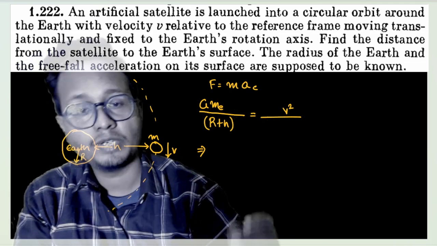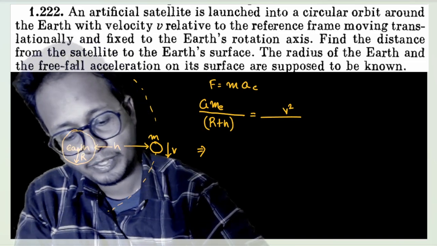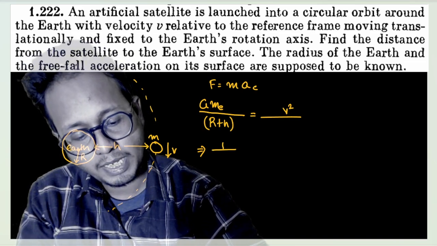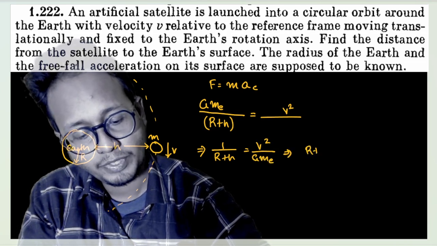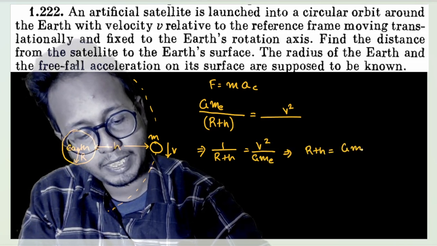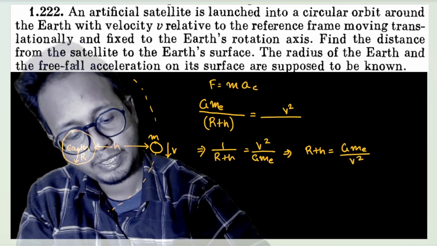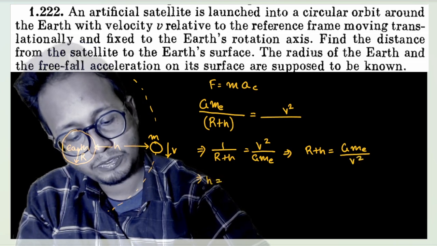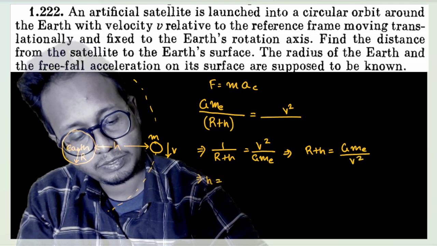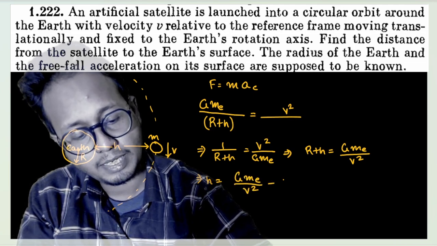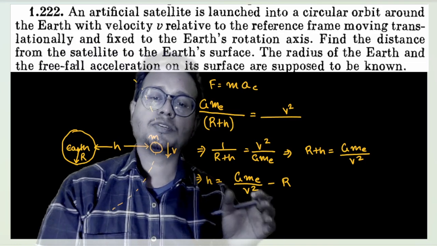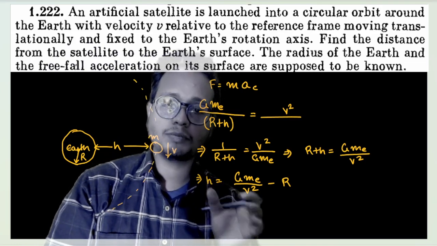What do we need to find out? We need to find out the value of h. So 1 by (R plus h) is equal to v square by G into mass of Earth. Let's invert both of them. R plus h is equal to G M_e by v square, isn't it? Or h is equal to G M_e by v square minus R. Now this is the answer that I got for the height of the satellite from the surface of the Earth.